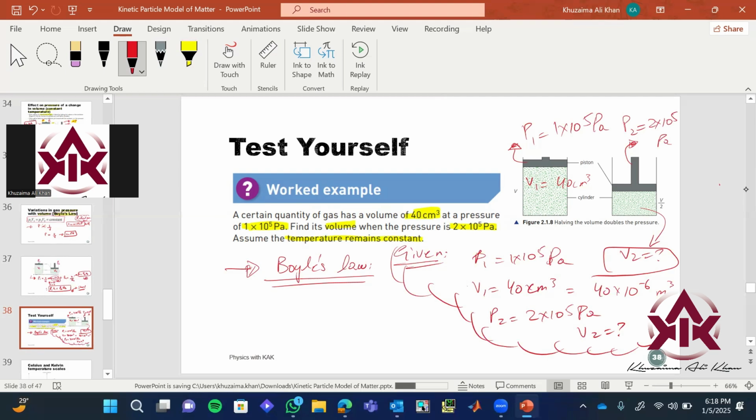So let's apply the formula and find it out. P1 V1 equals P2 V2, right? Just put in the values and get your answer. It's 1 exponent 5 into 40 exponent minus 6. And P2 V2 is 2 exponent 5 into X, so your V2 is X meter cube.